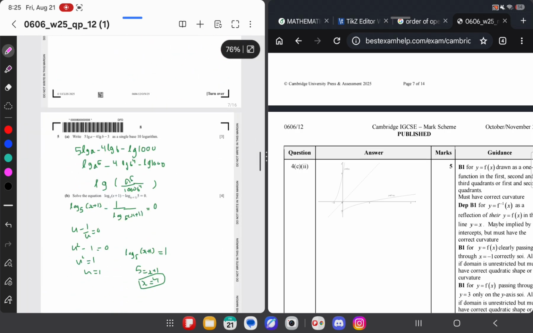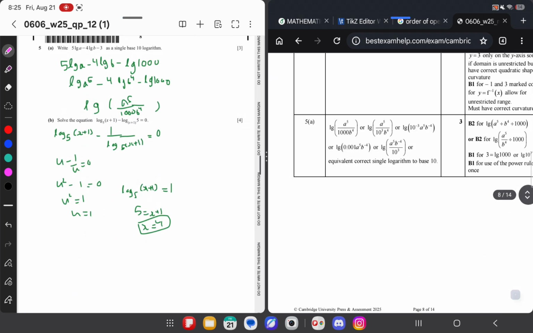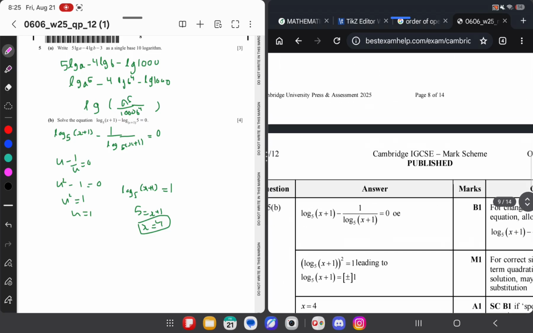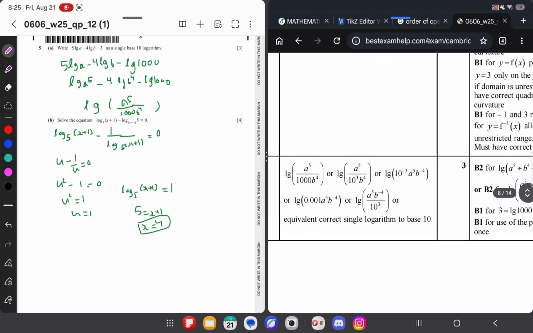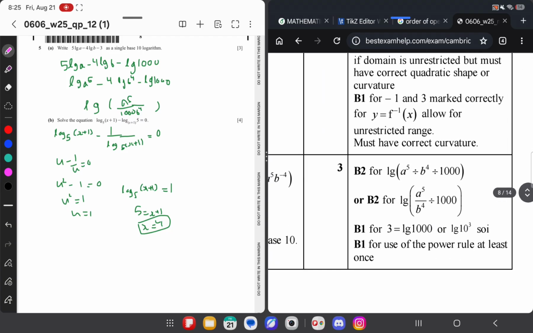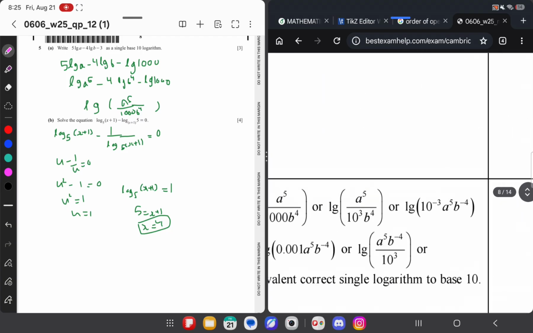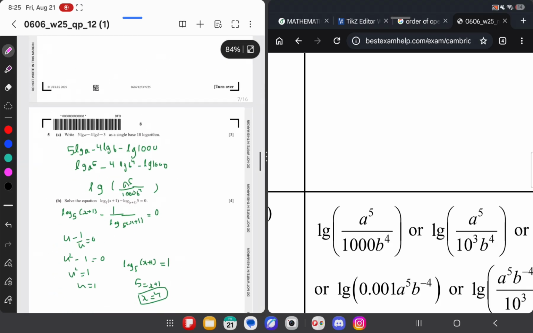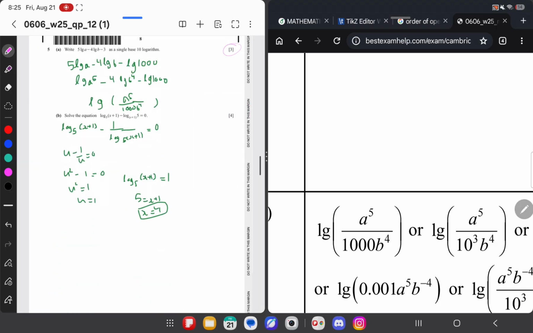What is this? 5a. Natural log of, so 3 marks. So we have many terms. Equivalent correct single log base 10. So what do we want to see? Log of a to the 5 over 1000 b to the 4. Okay, 3 marks. It's correct at least.